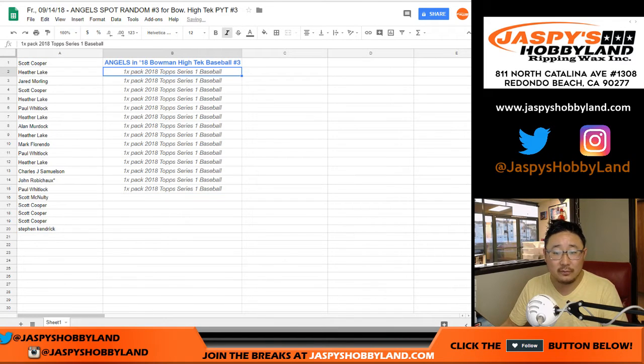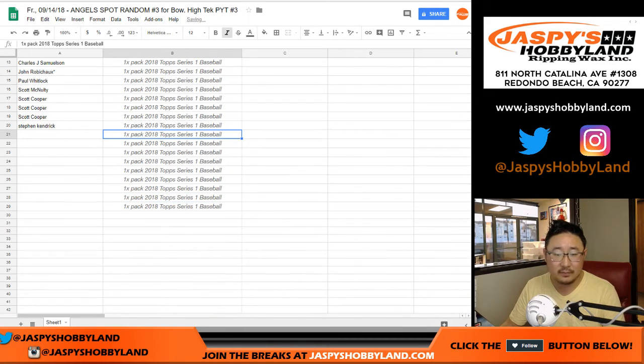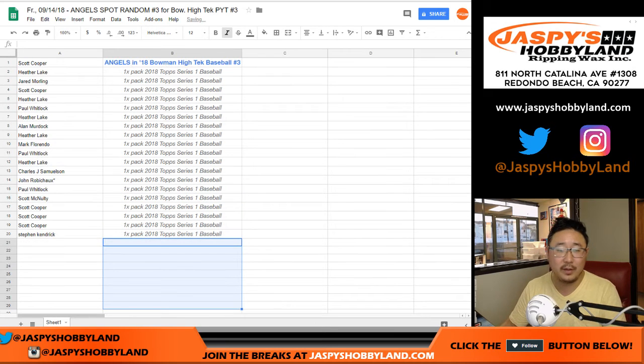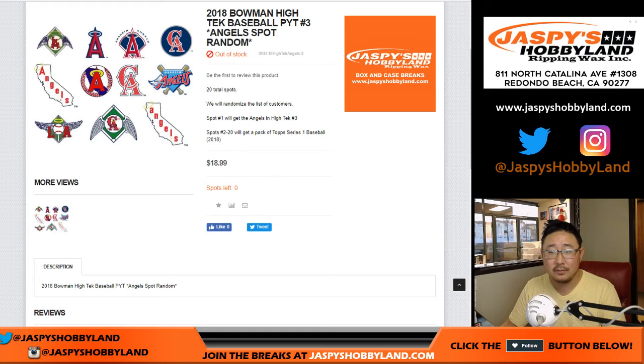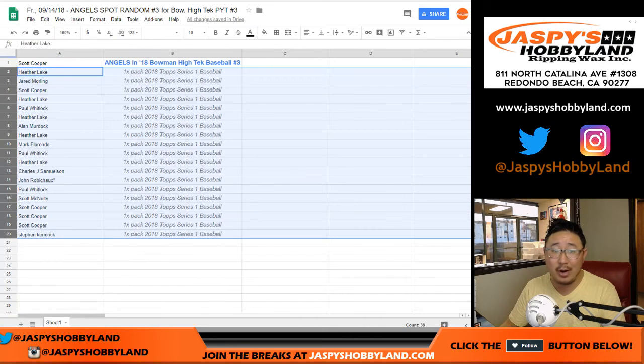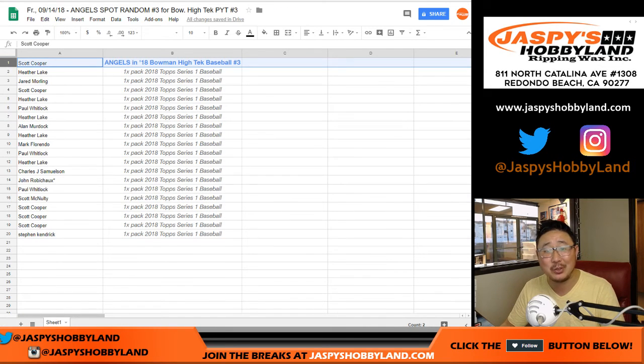There you go. Actually, the rest of you will get these packs right here, too. Boom. There you go. So spots 2 through 20 will get the pack. And the one happy person is Scott Cooper with the Angels in 2018 Bowman High Tech Baseball.